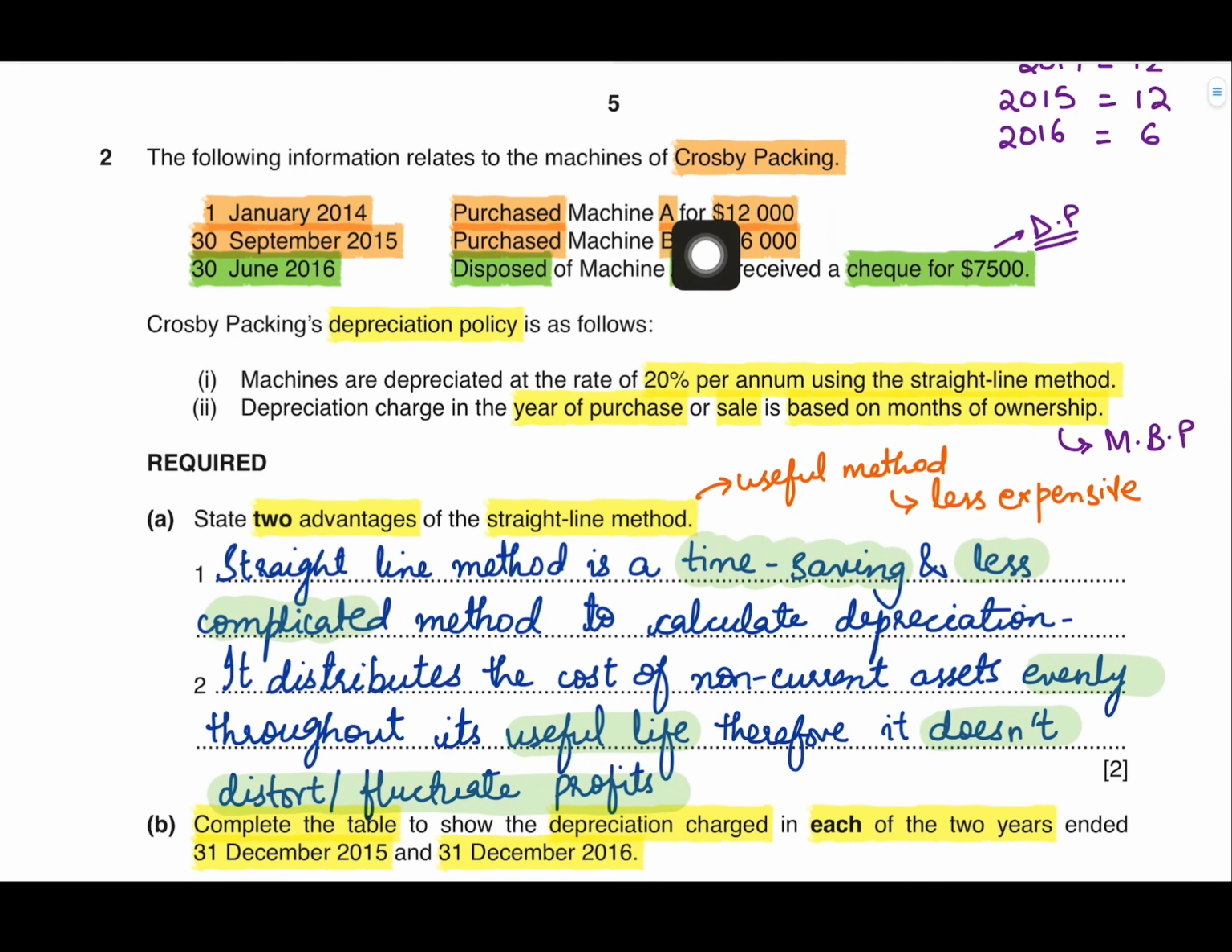We know that machinery A was bought in 2014, but we don't have to charge depreciation in 2014, we have to start from 2015. And we know the policy, 20% on cost, and that too following monthly basis policy. Okay, so since machinery A is being bought in 2014, full 12 months depreciation would have been charged on this asset in 2014 in the year of purchase, and the same rule will apply in 2015 as well, because it is being sold in 2016 and not in 2015.